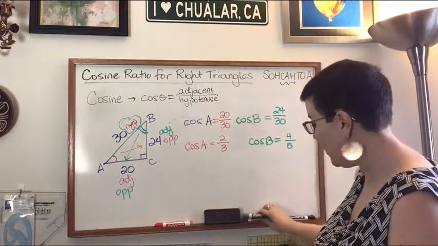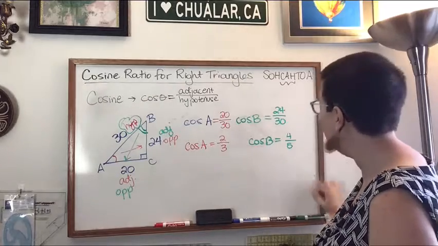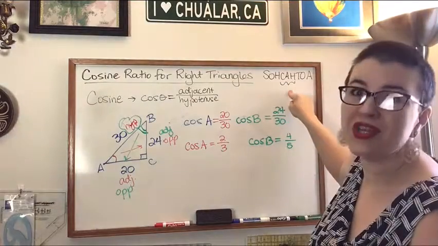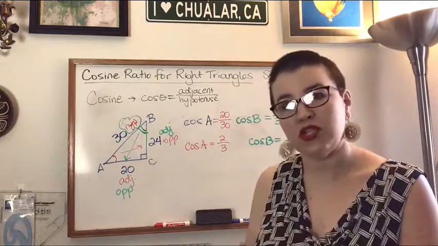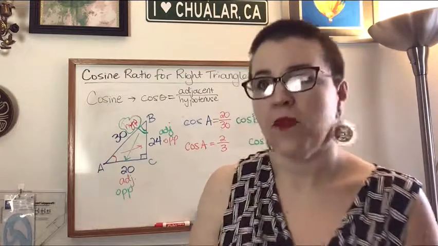Okay, so for sine, you use opposite over hypotenuse. For cosine, you use adjacent over hypotenuse. And then the last one we're going to do is tangent, which is opposite over adjacent. Okay? All right.